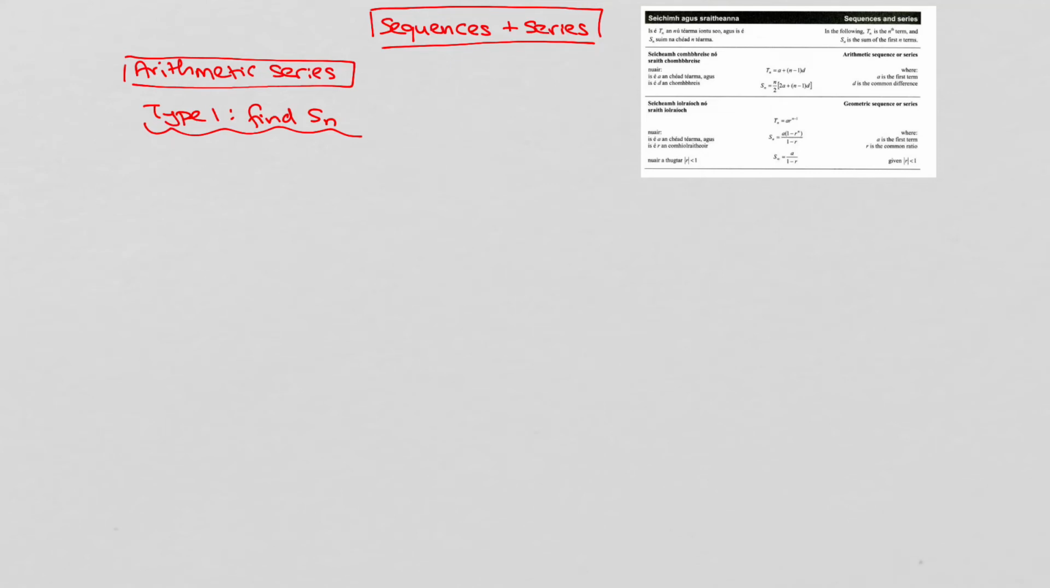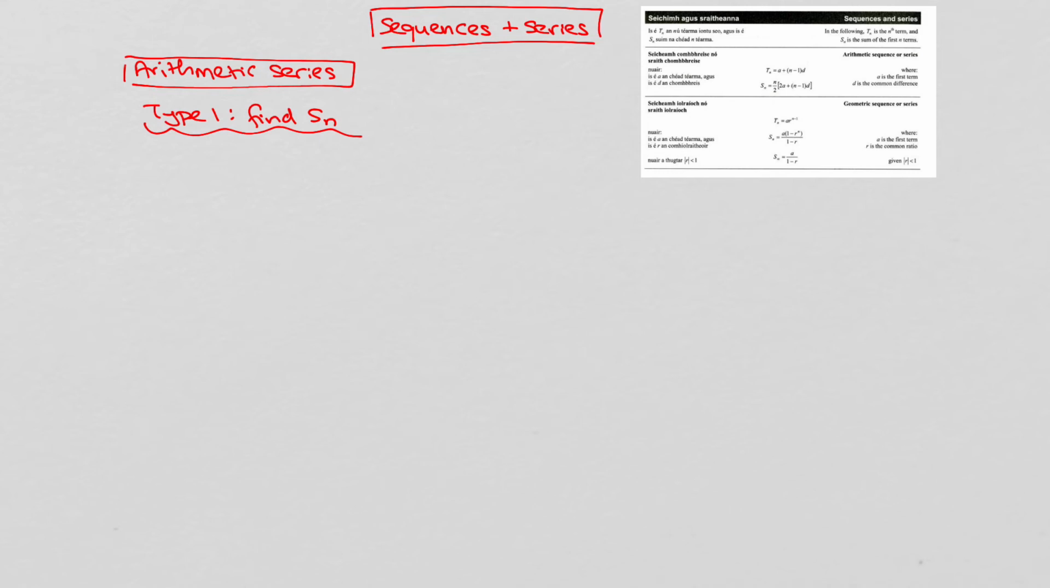Sequence and series, arithmetic series. So in the previous class we were looking at an arithmetic sequence, which is a list of numbers in a particular pattern, such that the difference between each number is constant. So an arithmetic series is where we take that arithmetic sequence and we add all of the terms.